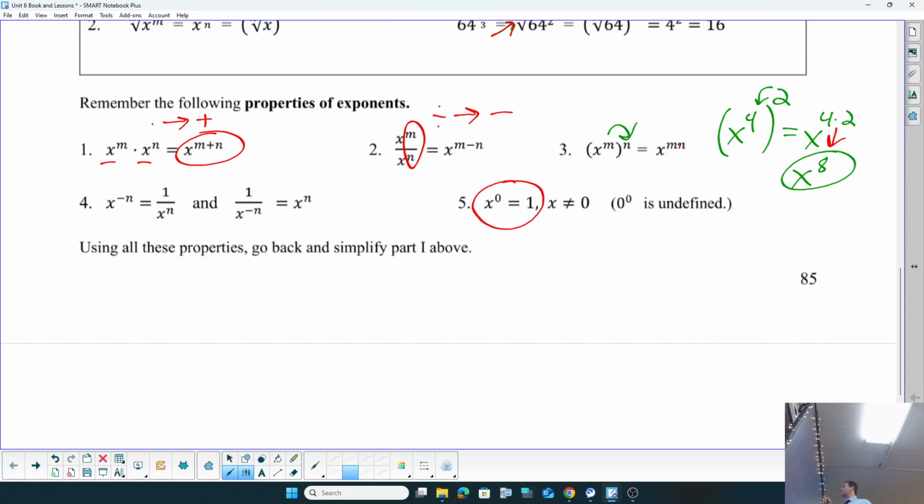Anything to the 0 power equals 1. 0 to the 0 power is undefined. If you have a negative exponent, then you can write it in the bottom as a positive exponent. For example, 5 to the negative 2 can be written as 1 over 5 to the positive 2, and that's 1 over 25. All these properties of exponents are going to help you in 6.1.